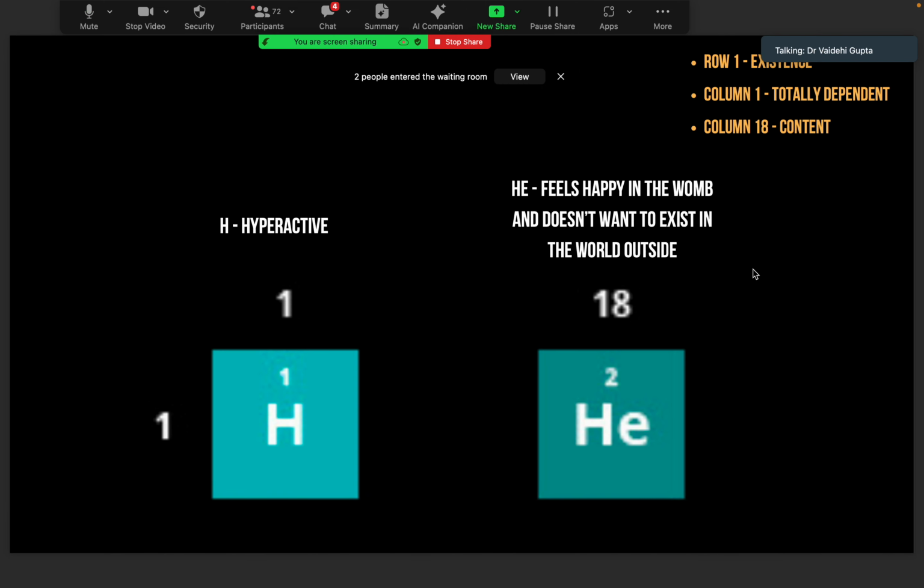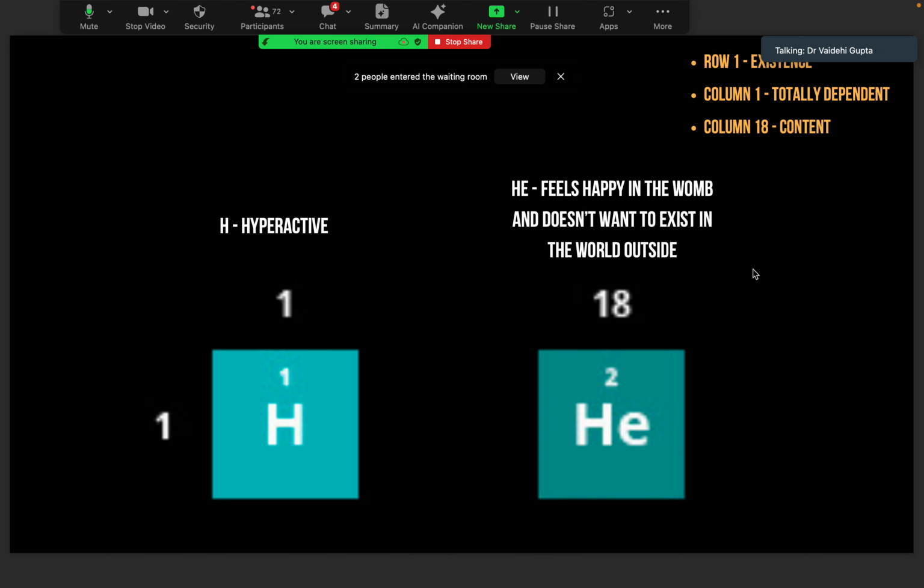Hydrogen, helium. Some lines are mentioned in yellow fonts. They are just for reference, to show which column and which row they belong to, and what the keyword of those rows and columns is. So row 1 is about existence. Both the elements have that phase of existence. While hydrogen is in column 1 and is totally dependent, helium in column 18 is content. They don't need anyone. They are independent.